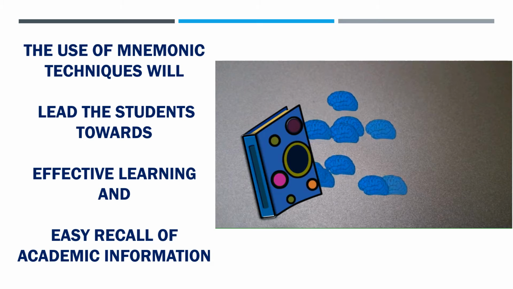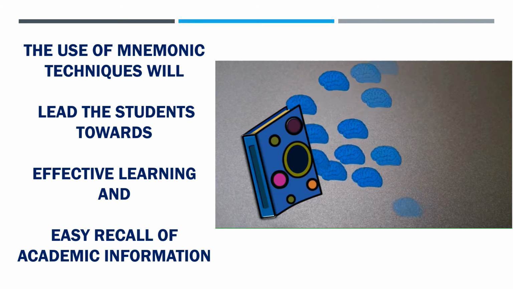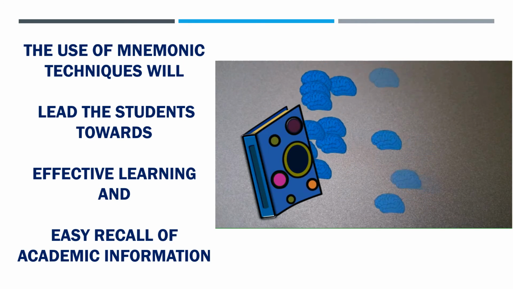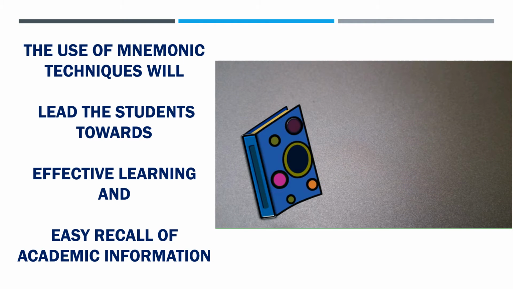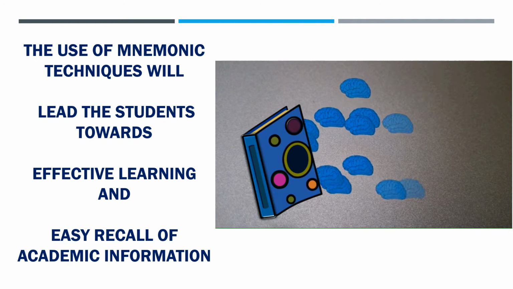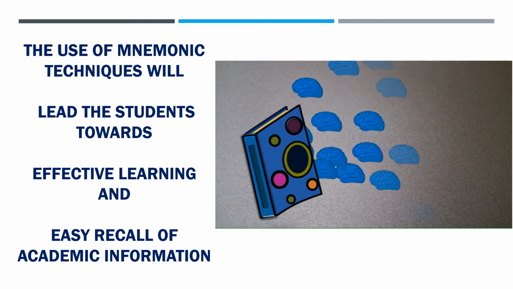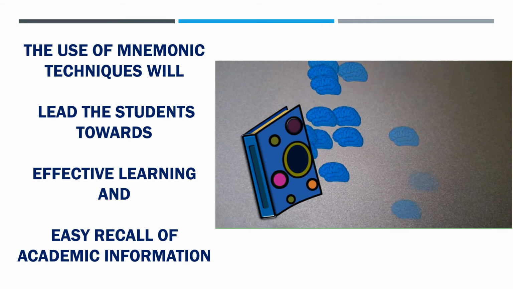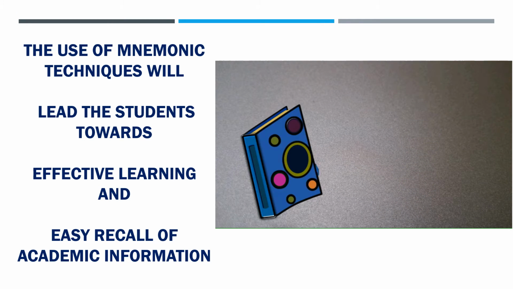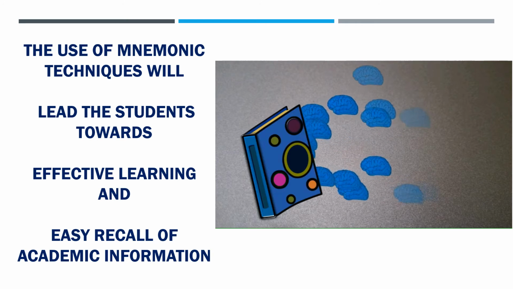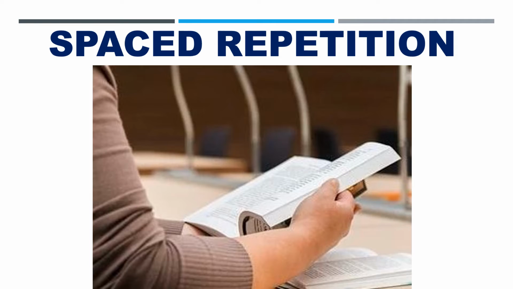One of the best ways to memorize a large amount of information quickly is to use a mnemonic device. Use mnemonic devices like acronyms, which will definitely increase the learning efficiency. Mnemonics will help the students to summarize information to make it easier to learn.